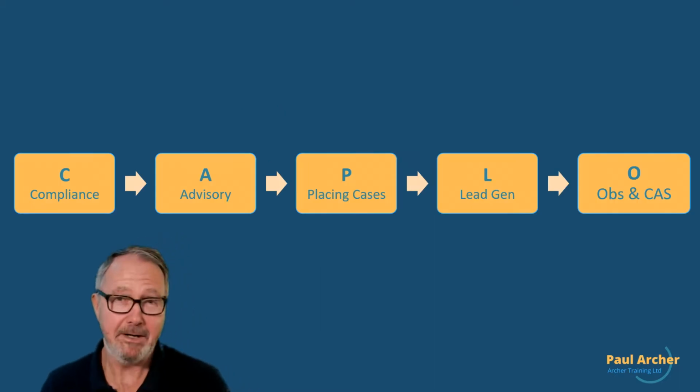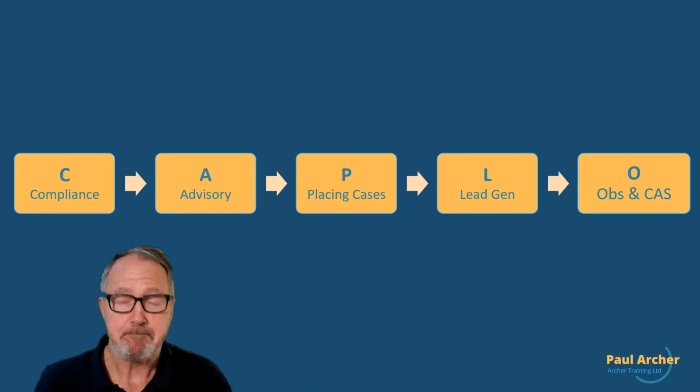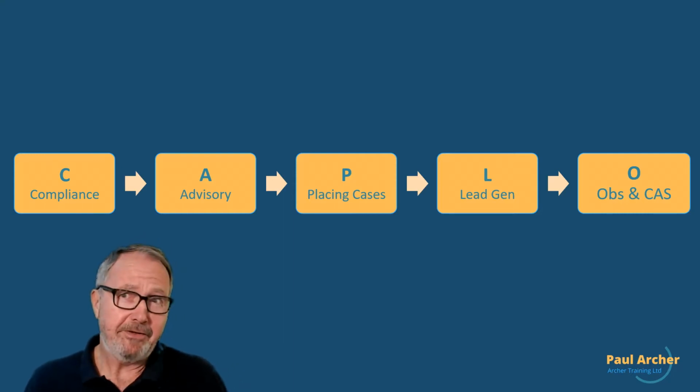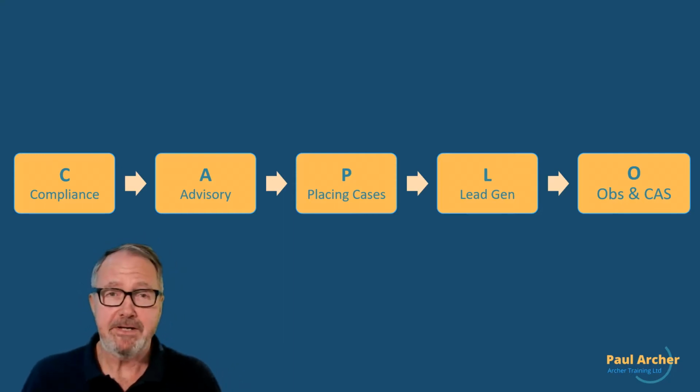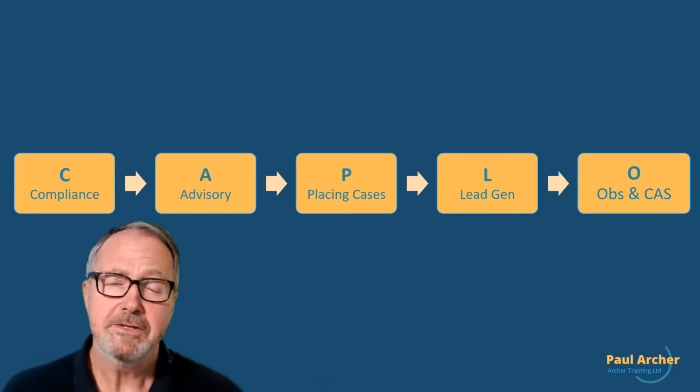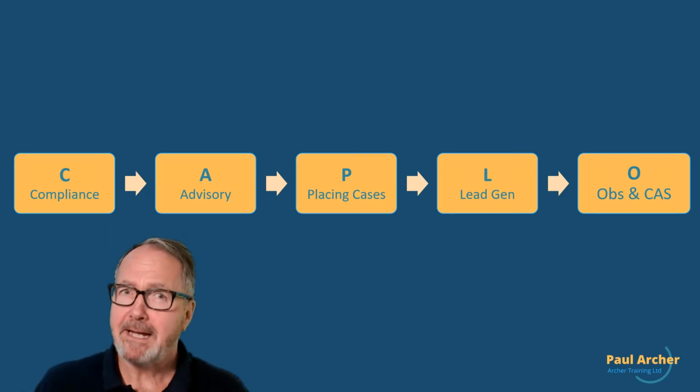Now I call it CAPLO, which is my acronym really, which stands for compliance, advisory, placing cases, lead generation, and observation and competent advisor status. They're the 5 stages that you've got to go through in order to get CAS.